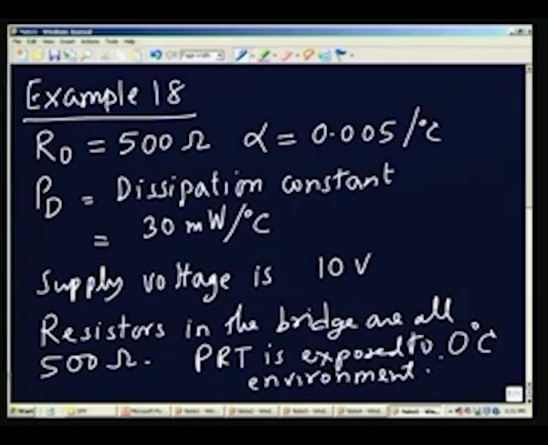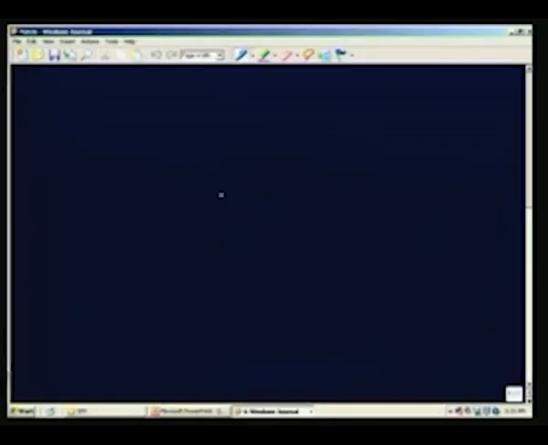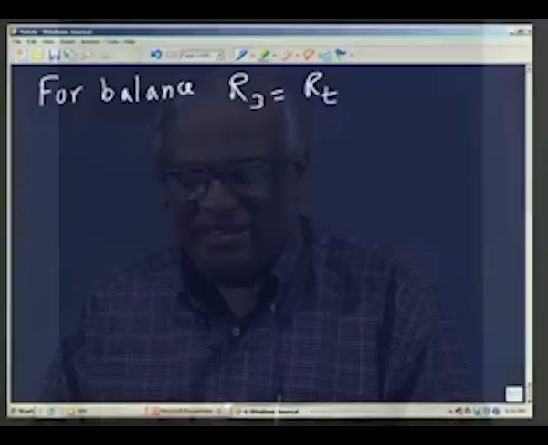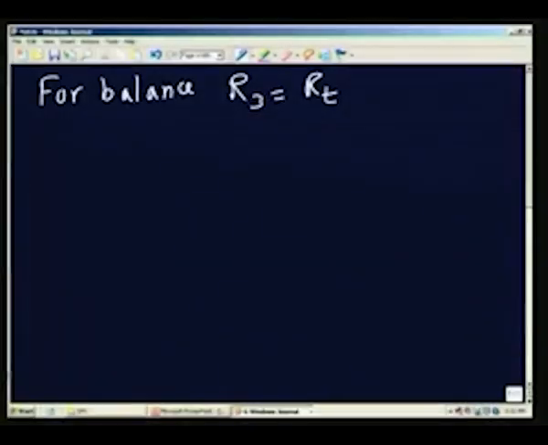And let us look at how we are going to work it out. We know how to do that, because all I have to do is to take into account the following. For balance, obviously R3 is equal to RT, because R1 is equal to R2 equal to 500 ohms. Therefore, the ratio of the two resistances in one arm must be exactly equal to the ratio in the other arm. Therefore, R3 must be equal to RT. Okay. So, now I can find out the current through the RTD.